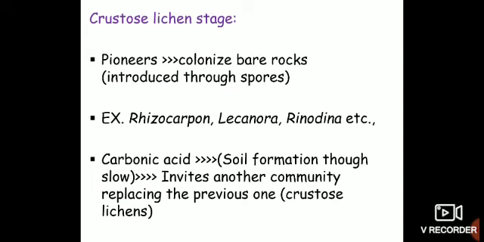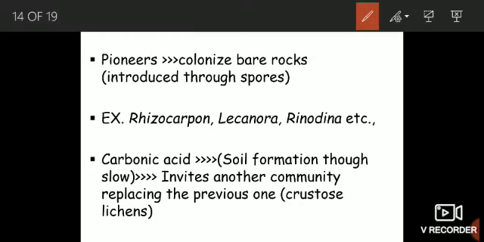First of all, let us get started with the crustose lichen stage. I presume that you have read about these lichens in the previous class, the 11th class, so I won't go into the details. I will directly tell you what they do. Crustose lichens are the pioneers and they colonize bare rocks, and they are introduced to the new area through spores. No other organisms other than lichens are able to exist on the bare rock area.